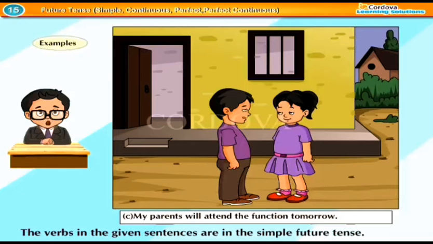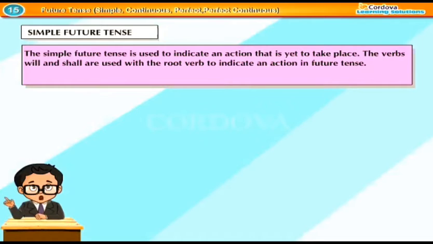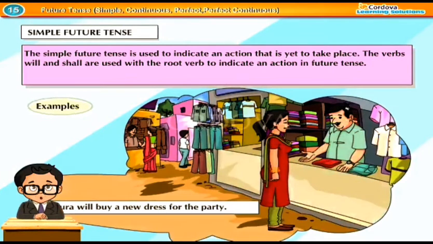The verbs in the given sentences are in the simple future tense. Simple future tense. The simple future tense is used to indicate an action that is yet to take place. The verbs will and shall are used with the root verb to indicate an action in future tense. Example. Laura will buy a new dress for the party.